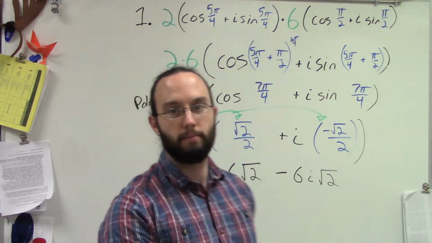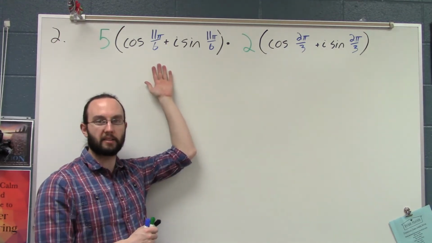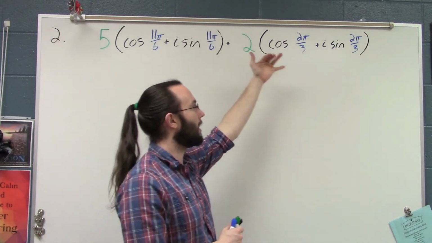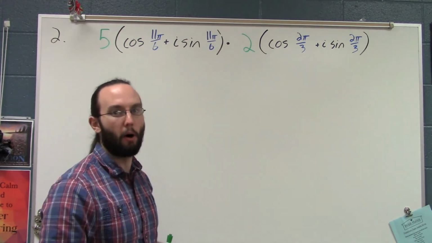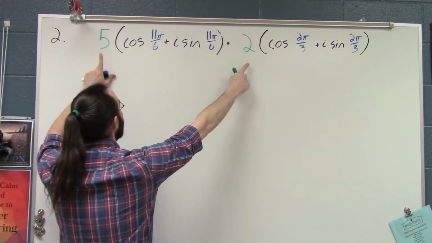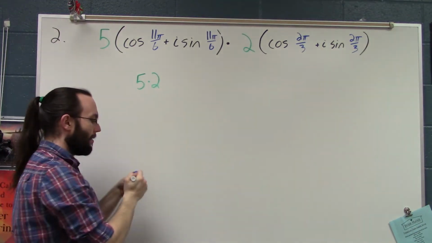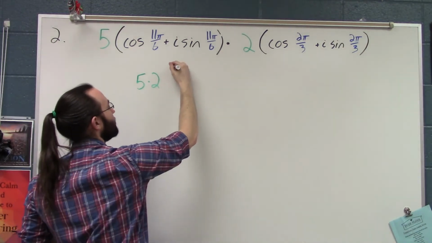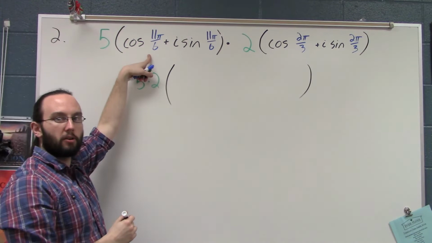Let's do another one. So another multiplication problem here, multiplying one complex number in polar form by another complex number in polar form. Same process as last time. We want to multiply the moduli, the numbers in green. So that's a 5 times 2. And we're going to multiply that by this big old set of parentheses here. We're going to add our two arguments.